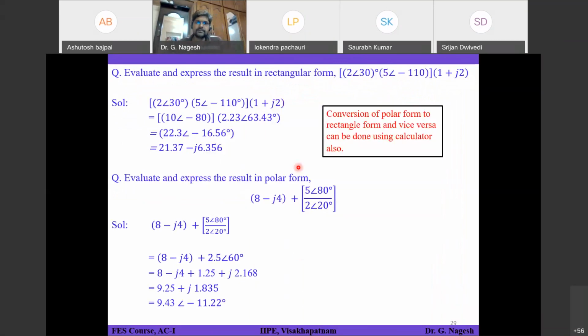To get you familiar with rectangular to polar conversion, I have given you this example. You can do it mathematically if you want, or you can use the calculator also. Try to do this, evaluate, and express the result in rectangular format. Something I have given here. Try to check whether you are getting this result or not.